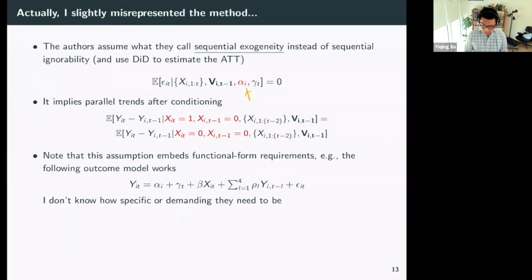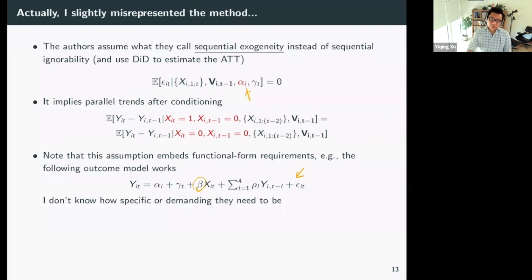one of the functional forms that can satisfy this requirement is this model with additive fixed effects and some lag terms. And the authors find a way to consistently estimate the treatment effect beta without Nickell bias, I think. But I don't know. The question I have is I don't know how specific and demanding these assumptions need to be.